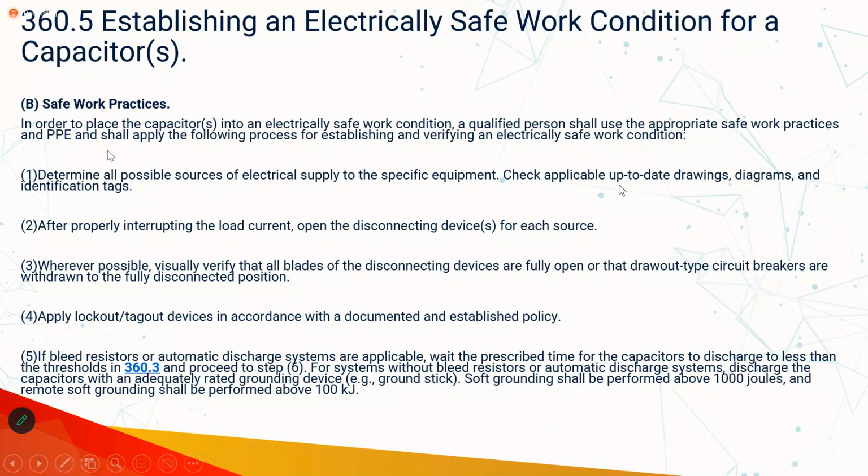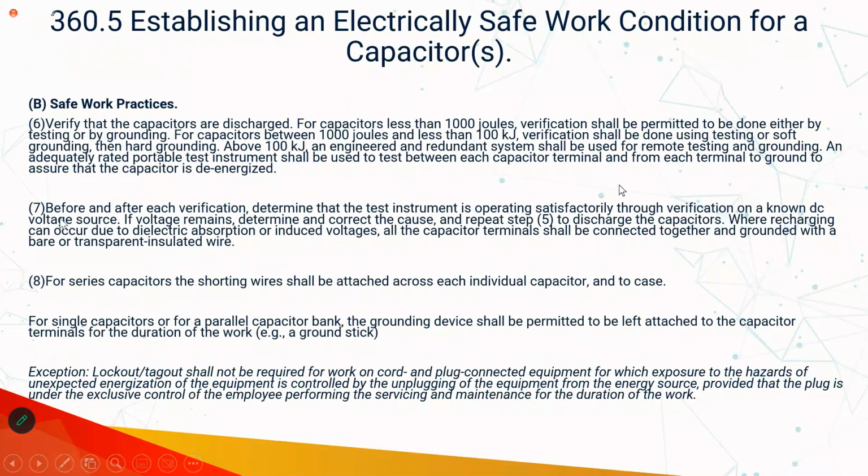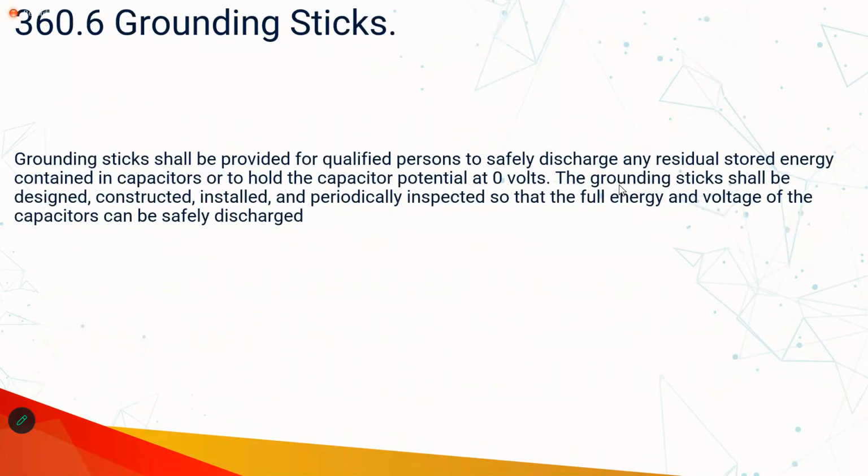Then part number 6, verify that the capacitors are discharged. Part number 7, before and after each verification, determine that the test instrument is operating satisfactorily. So we have also verified. For series capacitor, the shorting wire shall be attached across each individual capacitor and to case. So then finally we will be shorting the terminals of the capacitor to make it safe, and the work can be performed. So these are the steps you are going to find for establishing an electrically safe condition for the capacitor.